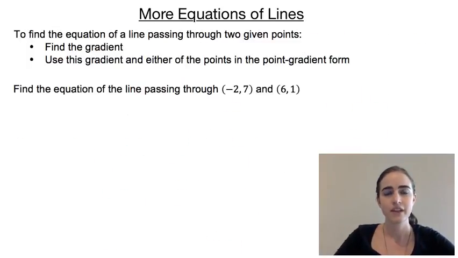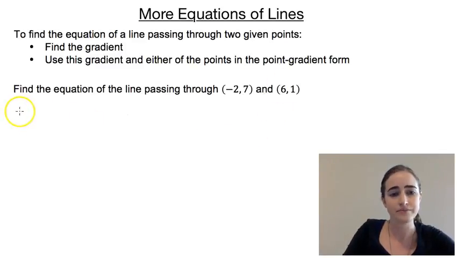So next I want to have a look at how we can find the equation of a line if we're given 2 points that it passes through. So it's going to be very similar to our last example, except we're not given the gradient. So the first thing we're going to do is find the gradient of a line that passes through those 2 points, and then it's going to be exactly the same as the example that we just did.